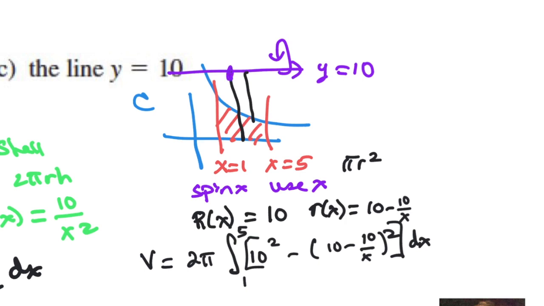The outer radius is from where we are spinning to the outer edge. That length is going to be 10, and then when you look at the inner radius, see here, we're going to have 10 minus that curve. So big R of x is 10, little r of x is 10 minus 10 over x, which gives you a fabulous volume.